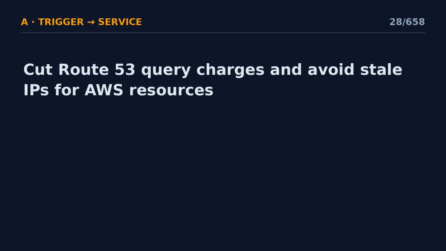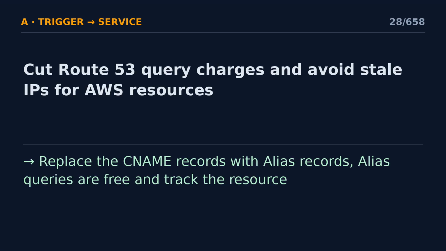Cut Route 53 query charges and avoid stale IPs for AWS resources. Answer. Replace the name records with alias records. Alias queries are free and track the resource.